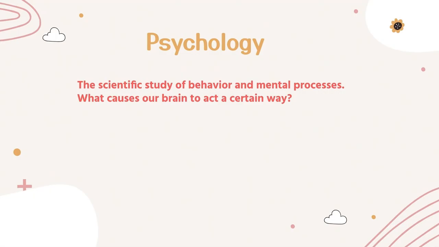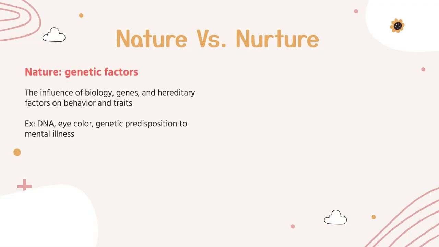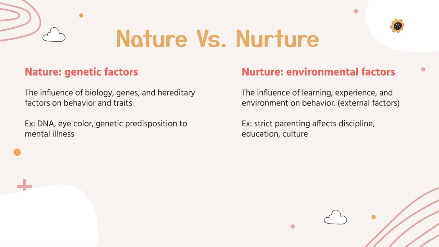Nature versus nurture. Nature is genetic factors: the influence of biology, genes, and hereditary factors on behavior and traits. Nurture is environmental factors: the influence of learning, experience, and environment on behavior, the external factors. So which one has a bigger effect on someone's personality, behavior, or mental state? I don't know. No one knows.